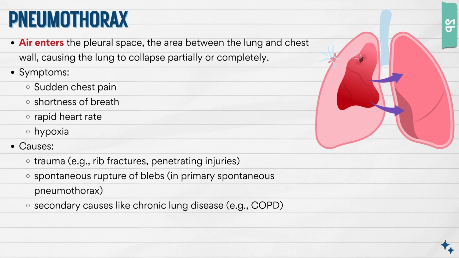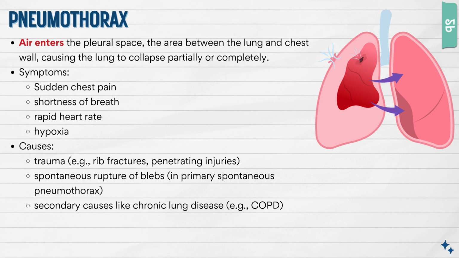The symptoms involved with a pneumothorax are chest pain, which is typically sudden, shortness of breath or difficulty breathing, rapid heart rate, and hypoxia. Now, there are some more symptoms depending on what type of pneumothorax it is, but those are just general symptoms, okay? Like I said before, the number one cause is trauma, like a rib fracture.